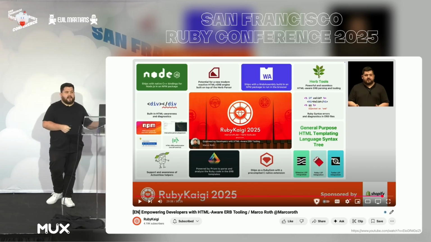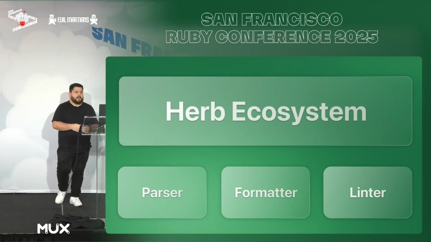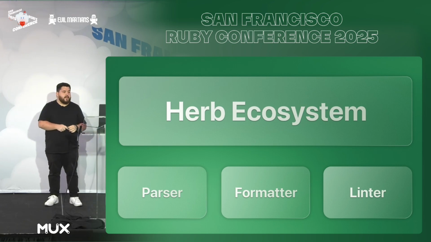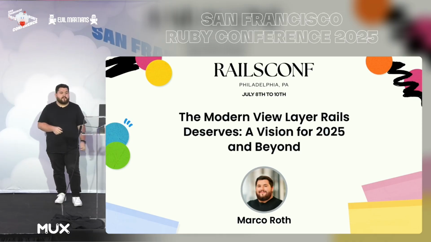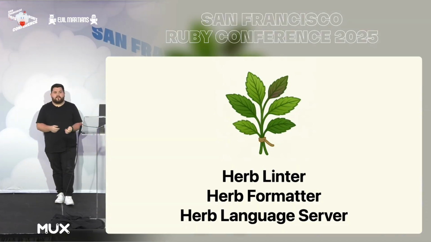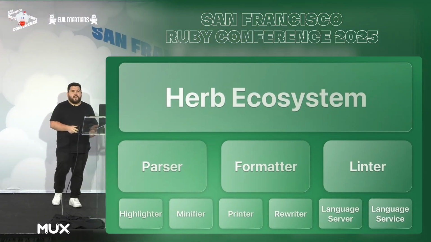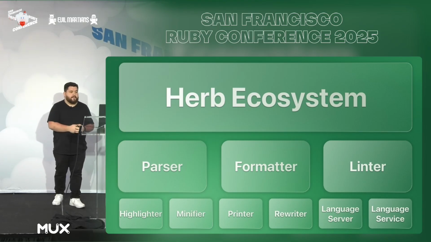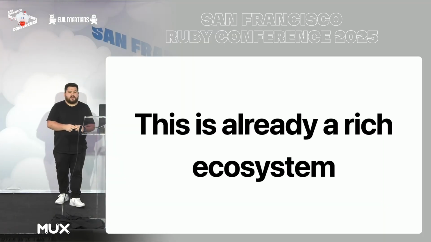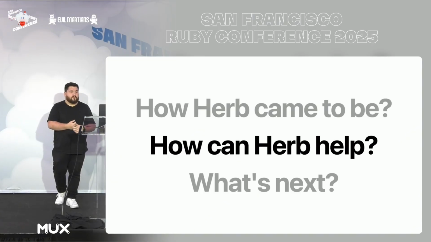I cannot go into all the details of how this works, but if you want to see how it works, check out the talk from RubyKaigi. The idea was this ecosystem of tools specifically built for HTML ERB: a parser, a formatter, and a linter. We just shipped the parser at that talk, and then later at RailsConf, I had enough time to also ship the linter, the formatter, and the language server. While working on this, a lot more things came up that we needed to make this whole ecosystem of tools work under the hood, even internal libraries. And this already is a rich ecosystem by itself. So I want to show you now how Herb can help you today and how to make the most of it.